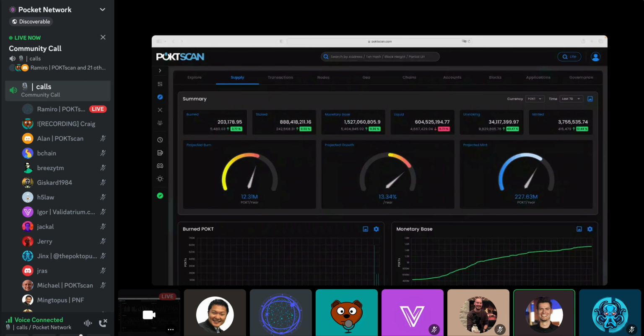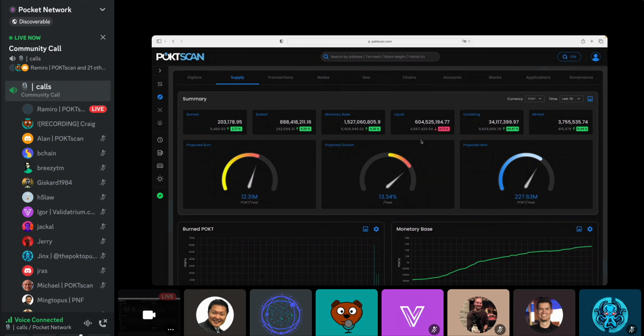Yeah, love the page. I had added a comment in the PoktScan Discord, but just wanted to mention it here. The monetary base, I guess, is also the circulating supply, right? I think other platforms call it circulating supply. Well, no, because the monetary base also includes staked Pocket. So okay. Anyways, yeah.